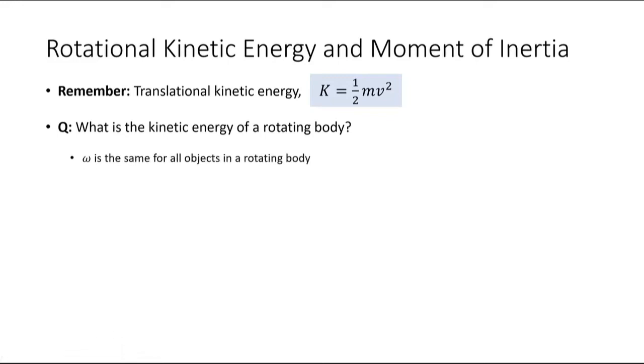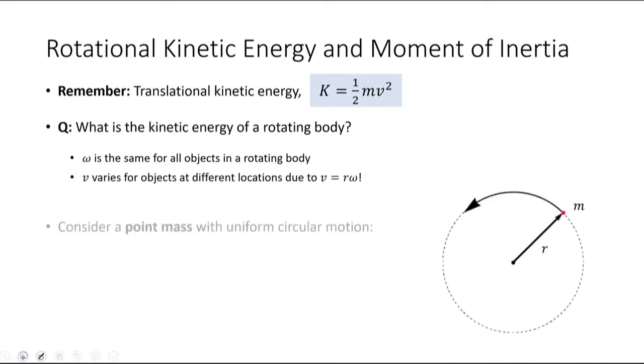All right, and so to answer this question, we remember that omega is going to be the same for all points on a rotating body. However, remember that v is equal to r times omega. So that means that points at different distances from the axis of rotation will have different translational speeds v, which is what we're thinking about when we think about our translational kinetic energy, 1/2 mv squared.